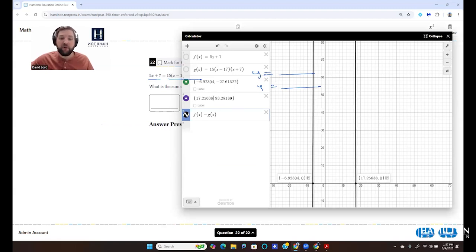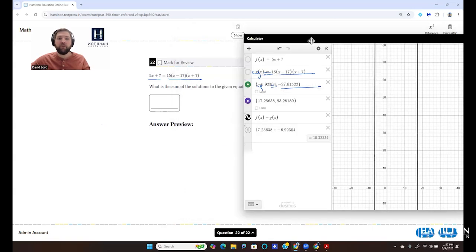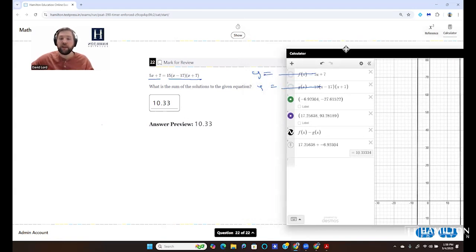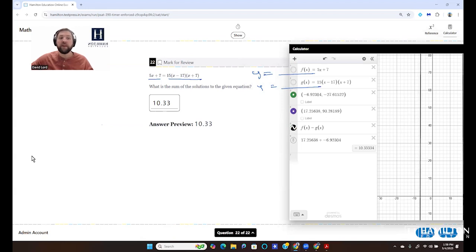Well, how do we add these two numbers together? Well, I'm going to copy the first number and add it to the second number. And I get 10.33333. So as you might imagine, type in 10.33. And that would definitely be the correct answer. What other way could we do this? Well, there's a cool little trick using some special rules of quadratics. And you can get this answer very quickly.